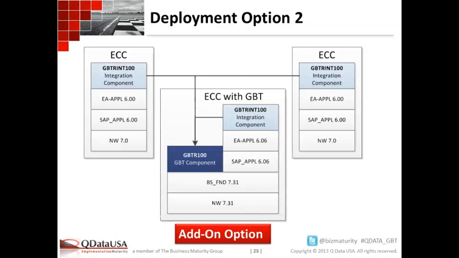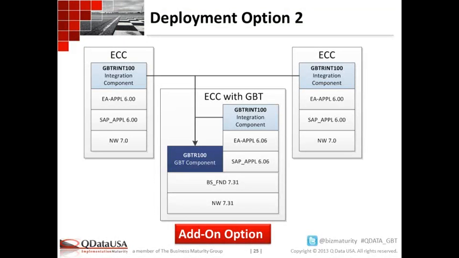A second deployment option is it can run on your ECC environment natively as an add-on component. So if you were to do that, you would install both the integration component, which gives me my ECC integration, as well as the GBT component, which gives me my GBT functionality, so the reporting capability and the web interface and so forth. The limitation obviously over here is your ECC environment needs to be running on 7.3.1, so quite a high release of NetWeaver compliant software.